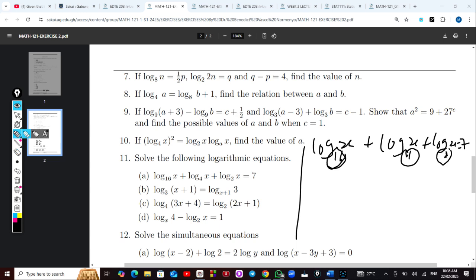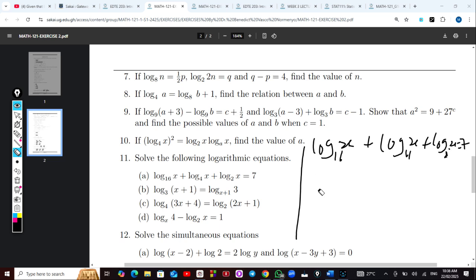Let's change all the bases to a common base, say base 2. We are changing all to base 2. With base 2, you see a 2 can be raised to a certain number to get 4, and 2 to the exponent of a certain number can also give you 16. So with 2 it will be much easier. In logarithmic equations, if they are not a common base, try and change it to a common base, which will make your solution easier.